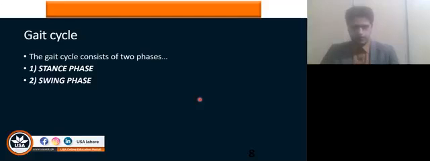Because of this, the gait cycle has two phases, the stance and the swing phase. Stance phase occupies 60% of the gait cycle and the swing phase naturally occupies 40% of the gait cycle. We will discuss in further detail, but remember that stance phase can also be divided into 6 events and periods. I will tell you them now and I will discuss in detail going further.